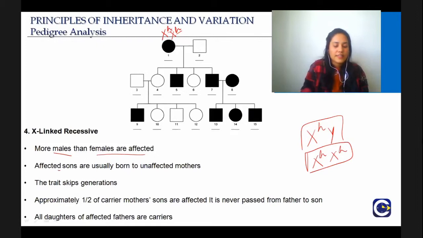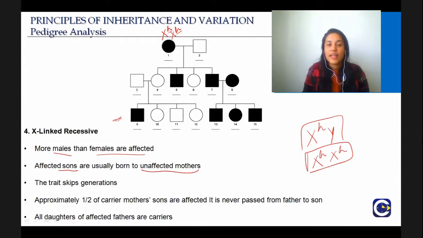So affected sons are usually born to unaffected mothers. Okay, affected son, here you see 9. Affected son is born to unaffected mother. Why? In this case, the mother will be a carrier.